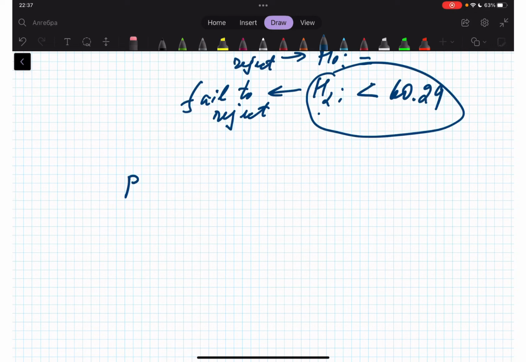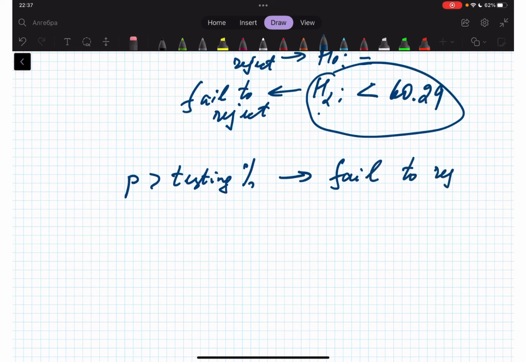Our p-value, let's say, is greater than testing percentage, right? So hence, we fail to reject null hypothesis, right? So in this case, then we accept the claim. If it says more than, then we agree that yes, indeed, it's more than. If it says less than, then we indeed agree that it is less than.